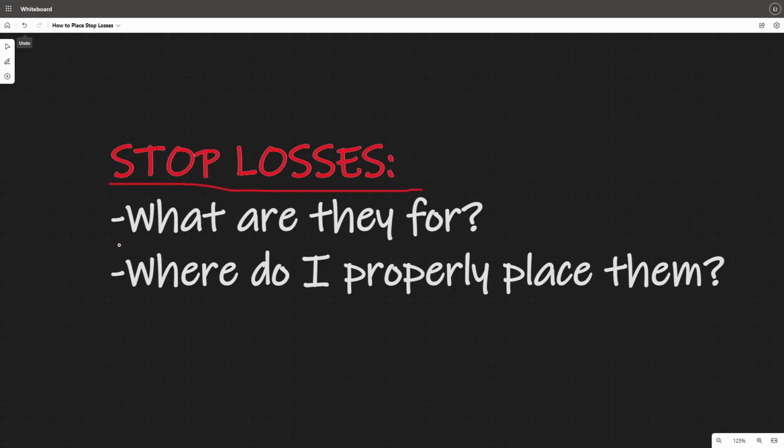I'll be going over what stop losses are for and where you should properly place them so that you don't get prematurely stopped out of a position. I'll be using real stock charts and show you where you should be placing your stop losses depending on how the chart is forming. So let's get right into it.